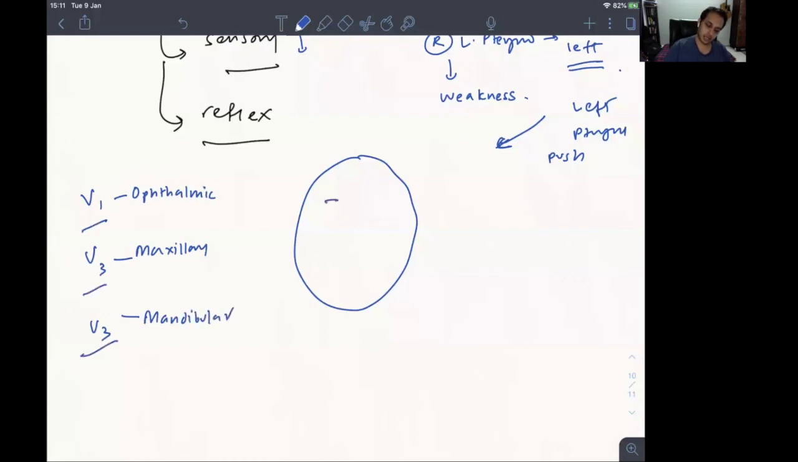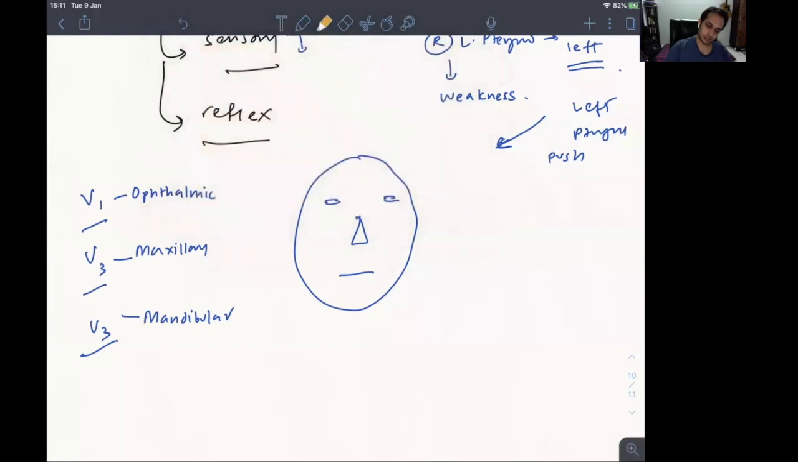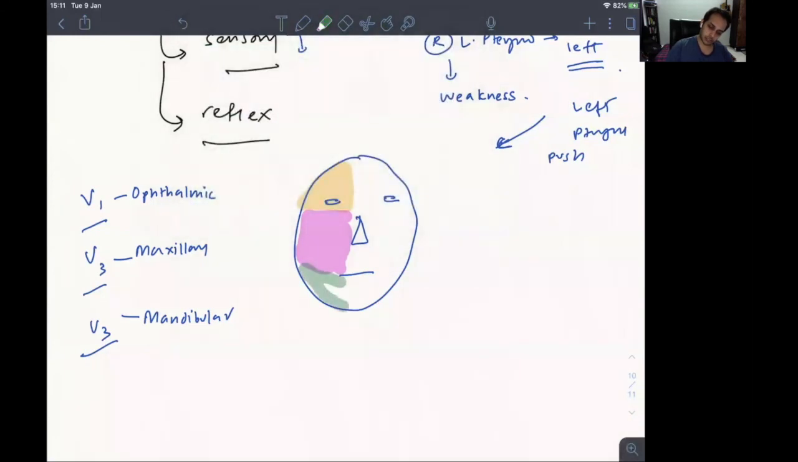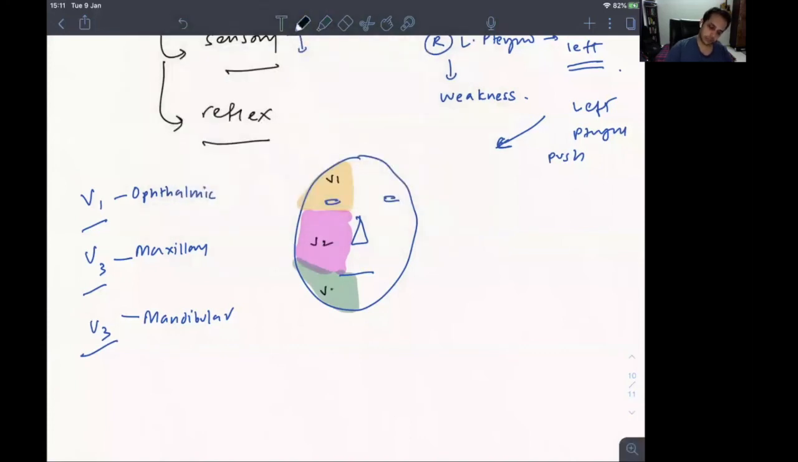Now, if this is the eye, and this is the nose, and this is the mouth, then V1 is somewhere till here. V2 is till the angle of the mouth, and V3 is this area. Okay. So V1, V2, V3.